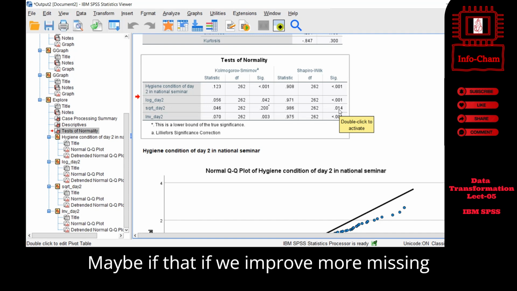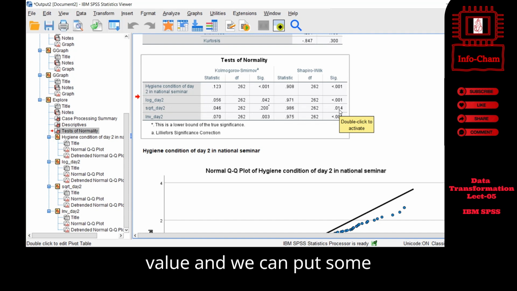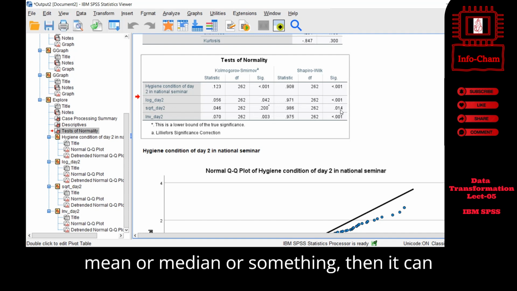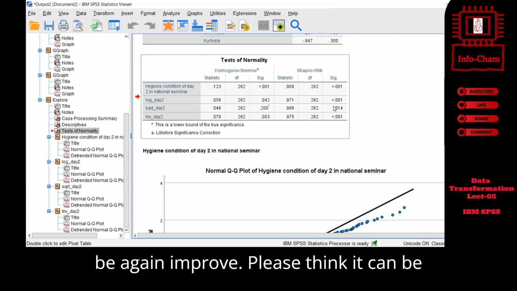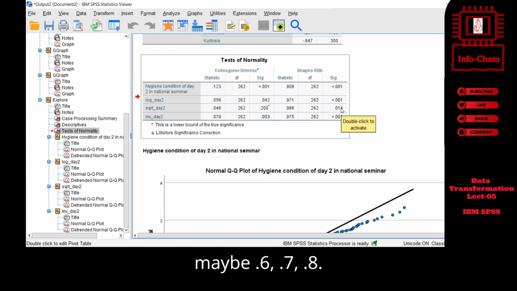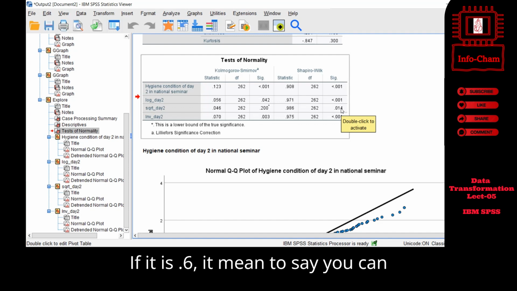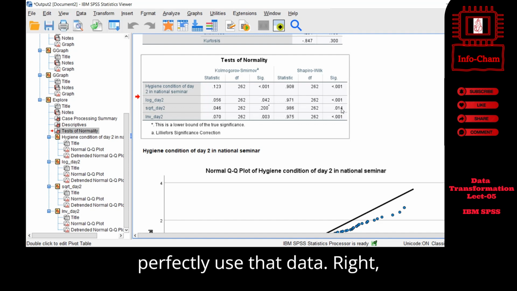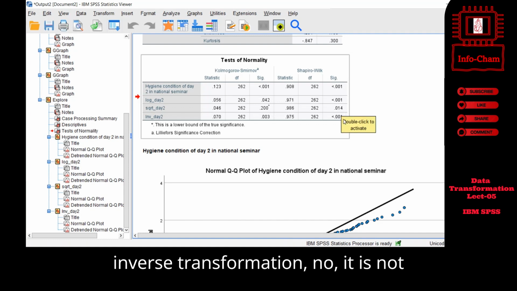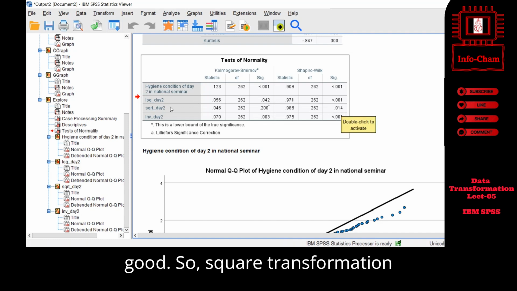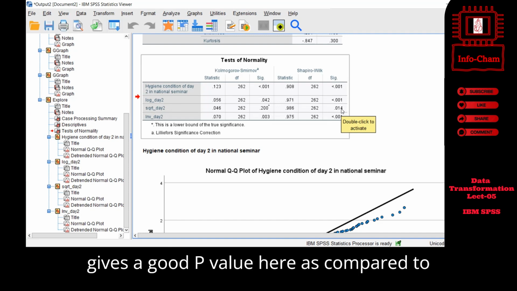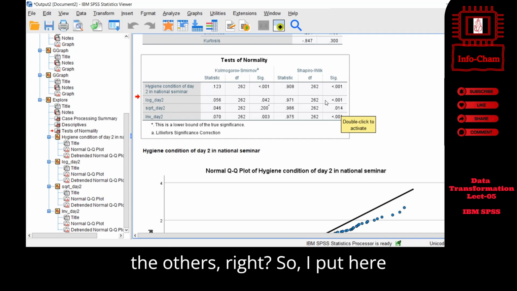Maybe if we improve more by handling missing values and putting in some mean or median or something, then it can improve again. Please think, it can be maybe 0.6, 0.7, 0.8. If it is 0.6, it means you can perfectly use that data, right? Inverse transformation, no, it is not good. So the square root transformation gives a good p-value here compared to the others, right?